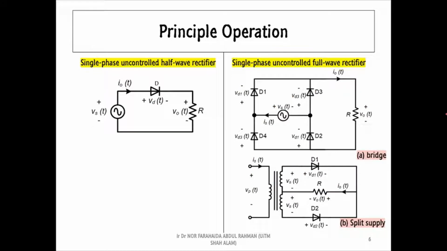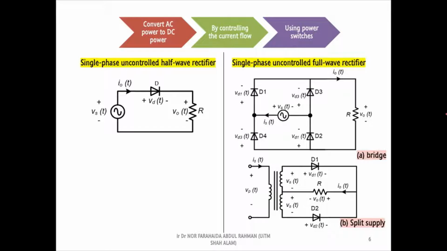Now, I will explain the last topic for this video, which is the principal operation of single-phase, uncontrolled, half-wave and full-wave rectifiers. As mentioned before, a rectifier converts AC power to DC power by controlling the current flow using power switches. In the context of the uncontrolled rectifiers, we need to focus on the operating conditions of the diodes. However, we must assume all the diodes are ideal.